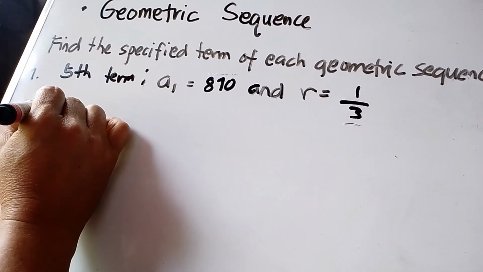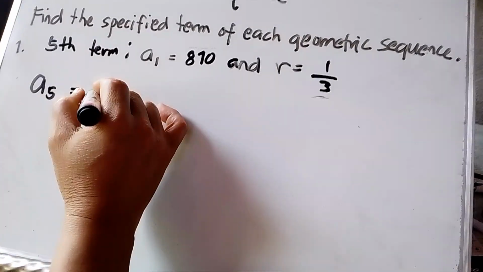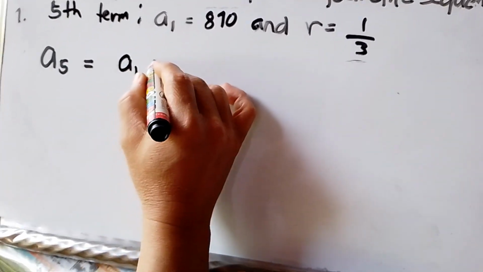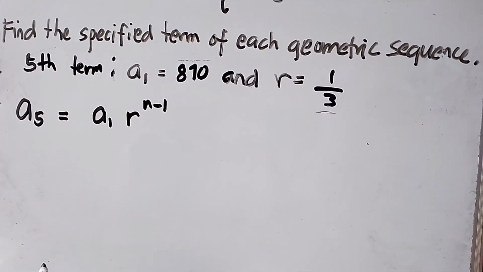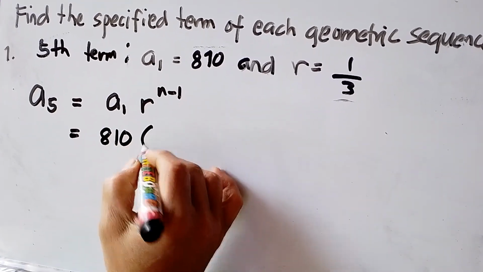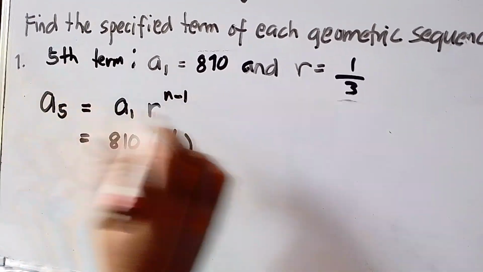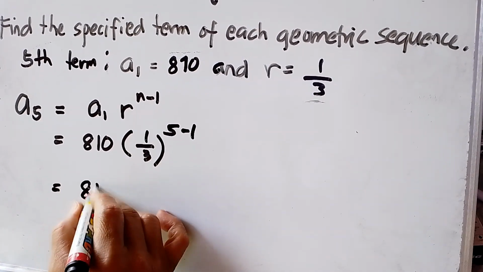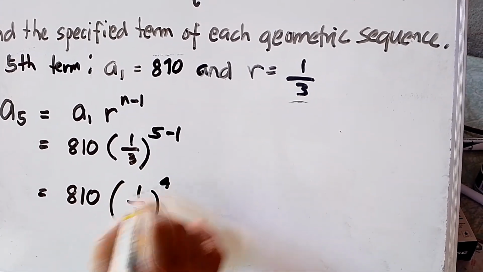So I need to find the A5 or the fifth term. The formula is A1 times R raised to the power of n minus 1. My A1 is 810, then my common ratio is 1/3. N, which is fifth term, so this will be 5 minus 1. So this will be 810, 1/3. So 5 minus 1 is 4.